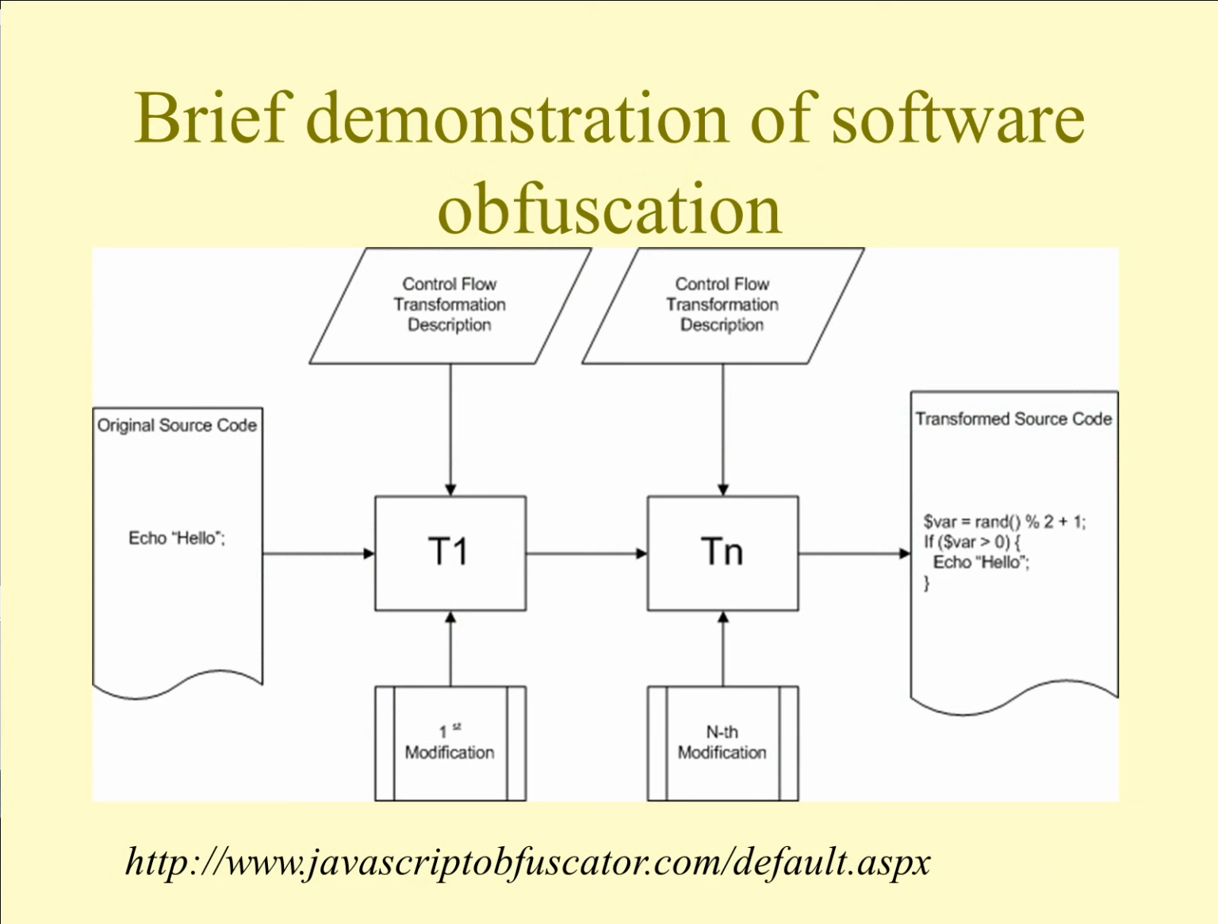So take a look here. This is just a real simple example. The original code, we're just going to echo hello. It goes through some different transformations, however many transformations that you want, and then on the other side you get your transformed source code. You can see the source code that was transformed on this slide is very simple to understand, but you see that it did obfuscate it slightly, made it a little more difficult to understand.